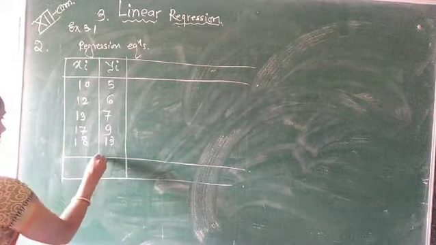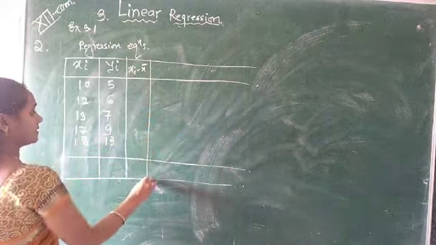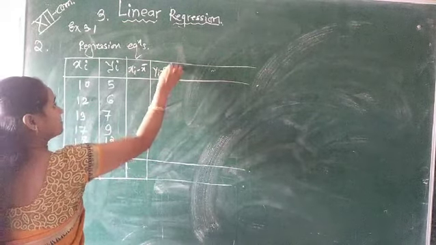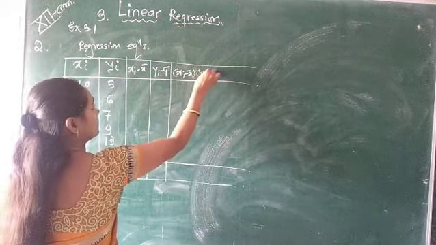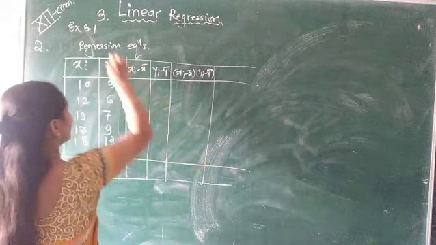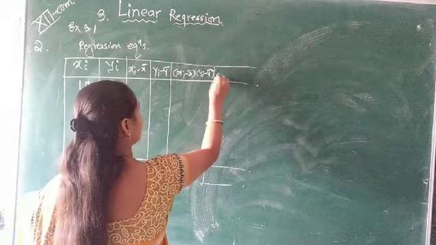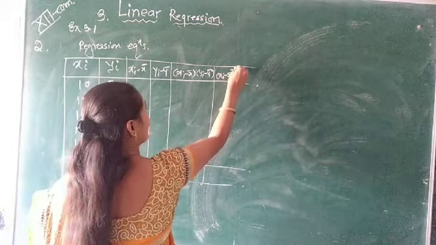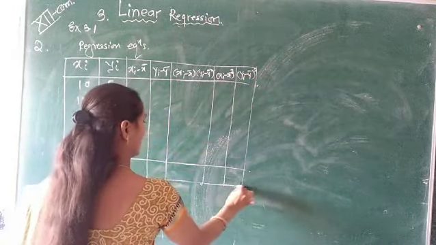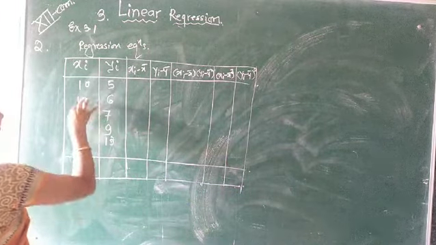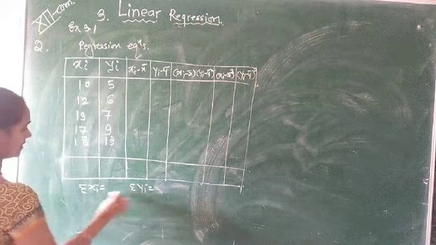X and Y. First we have to find the mean of X and Y, so we find the next columns: Xi minus X bar, Yi minus Y bar. Next, the product of these two, Xi minus X bar into Yi minus Y bar. Here we have to find both the regression equations, that is bxy and byx, so we find Xi minus X bar square, and the second one is Yi minus Y bar square. To construct this table, first we have to find the mean, summation xi and summation yi.